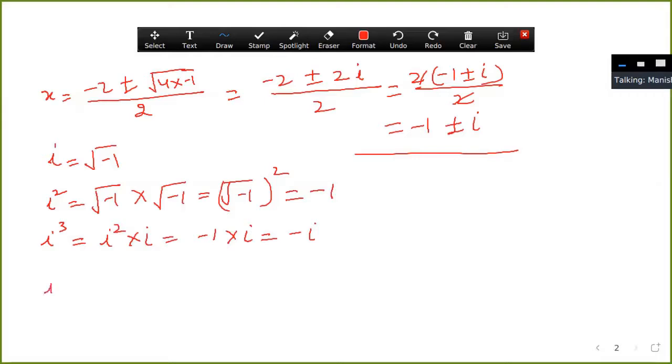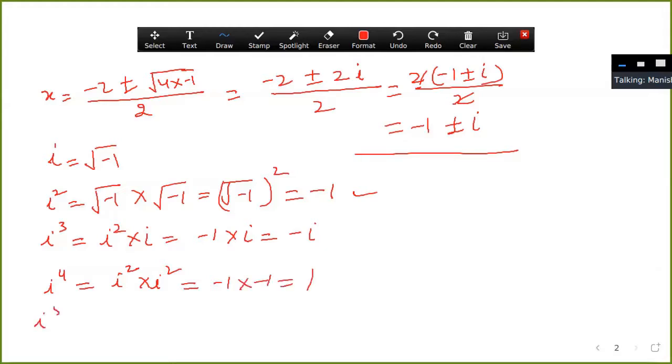What is iota to the power 4? That is iota square into iota square. You can write it like this. The value of iota square you have calculated, that is minus 1. So that is minus 1 into minus 1, which comes out 1.